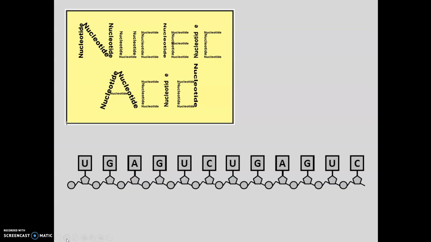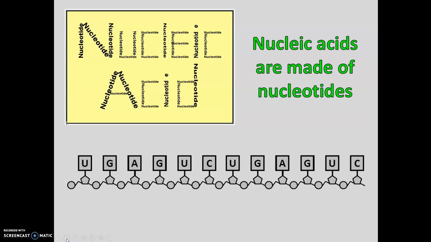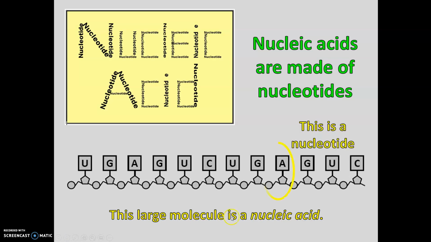So first we're going to cover nucleic acids, and nucleic acids are made up of nucleotides. So nucleotides are considered the monomer of nucleic acids, and that's pretty important to remember. The polymer, the large molecule, would be actually the nucleic acid. So here we have an example of a nucleotide, just one of the units that is bonded together to create this larger nucleic acid.